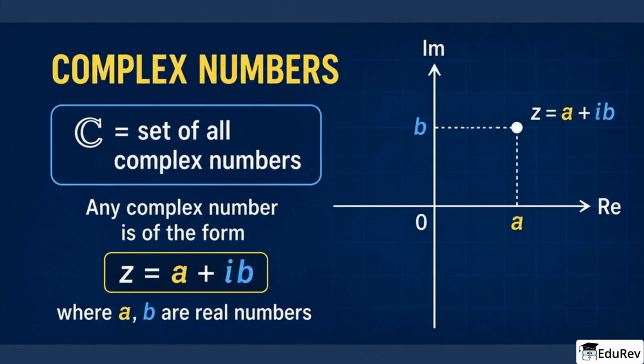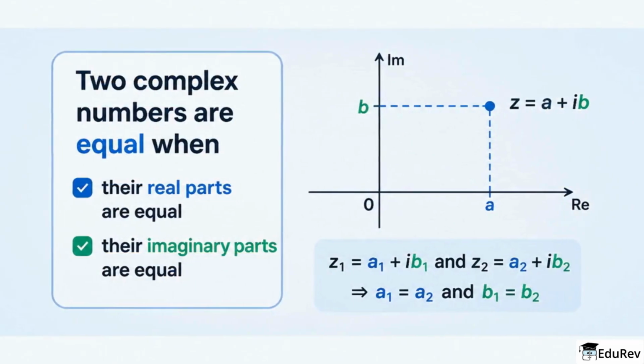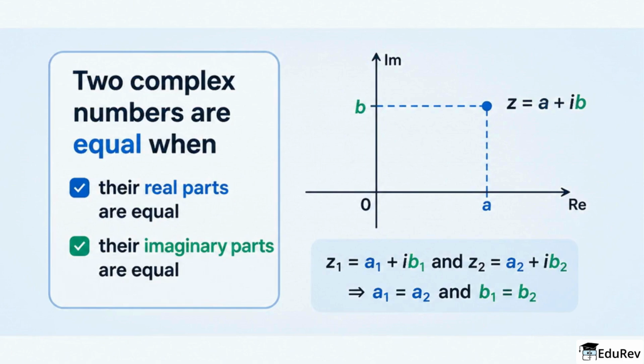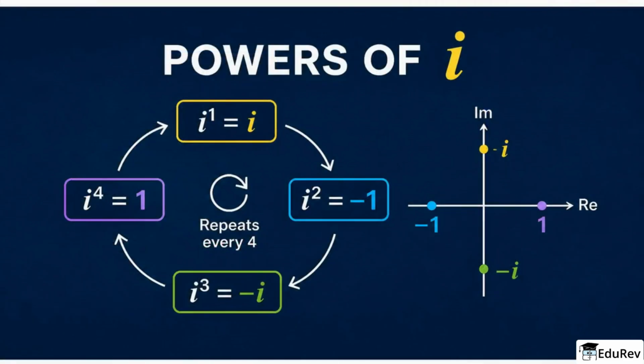The set of all complex numbers is denoted by C, that is, all numbers a plus ib where a and b are real. Two complex numbers are equal when their real parts are equal and their imaginary parts are equal. The powers of i repeat every 4 steps, since i squared equals -1, i cubed equals -i, and i to the 4th equals 1.